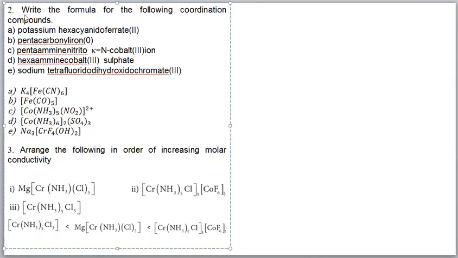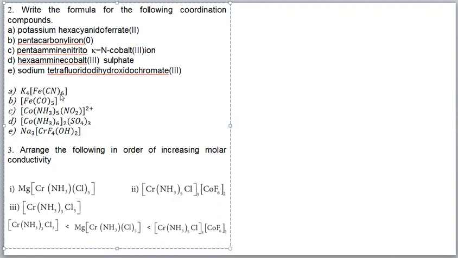In question number 2, write the formula for the following coordination compounds. Potassium hexacyanidoferrate(II). So we can write first potassium K, hexacyanidoferrate, ferrate Fe. We can write hexacyanido 6 CN in square bracket within this much.